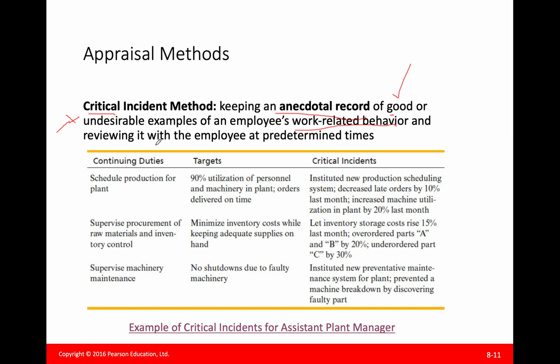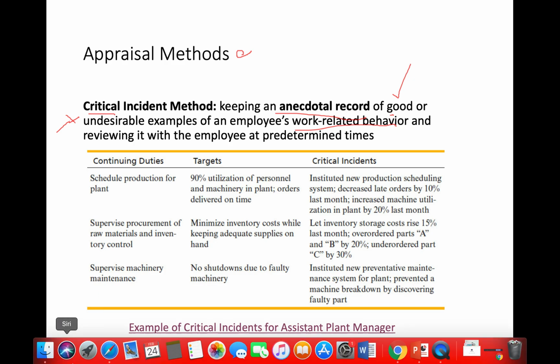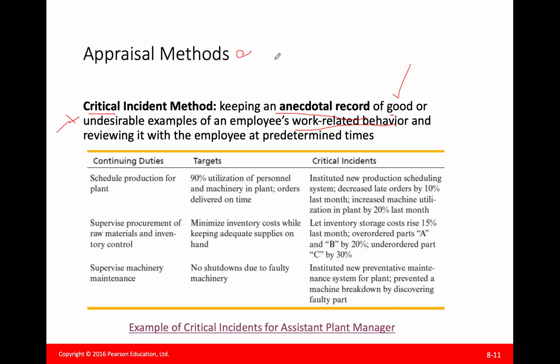So this method is very good to eliminate performance deficiencies because it is timely. So anything that happens, like inventory storage cost rising 15% last month, based on this information we can have a plan to improve this. So it's very timely, very good for timing management of performance.